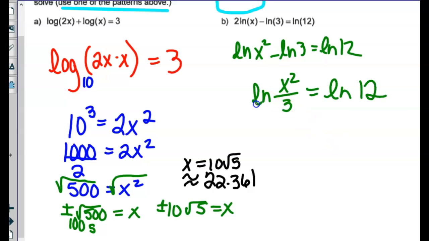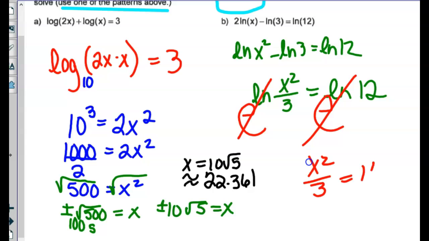Now, if the log of this equals the log of this, the only way that's true is if the insides are equal, right? Some teachers teach that you're basically exponentiating each side so that these divide out. Honestly, it just makes sense to me that if the log of x squared over 3 equals the log of 12, then x squared over 3 has to equal 12. So if you multiply by 3, we get 36. We square root, we get plus or minus 6.